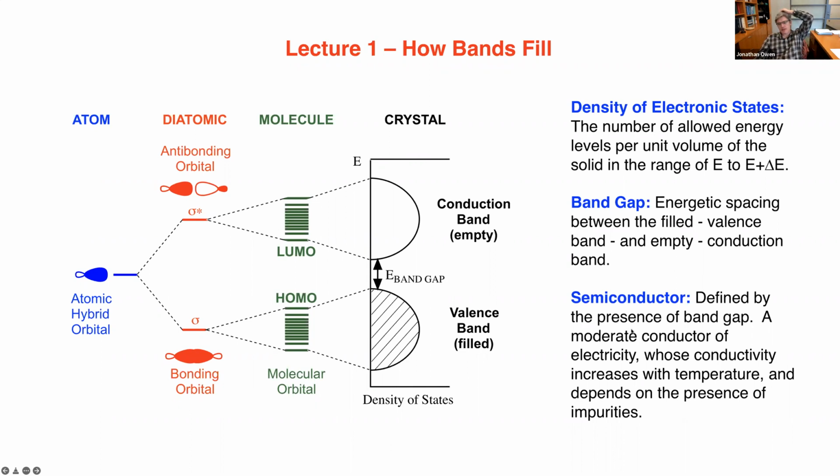A semiconductor classically defined is really a solid that's a moderate conductor of electricity, as opposed to a metal, which is a good conductor. But specifically, the classic definition is that the conductivity increases with temperature, right? That's a consequence of this band gap here. This property of the conductivity is also sensitive to the presence of impurities, as we'll see, but that's the sort of old school way of talking about things.